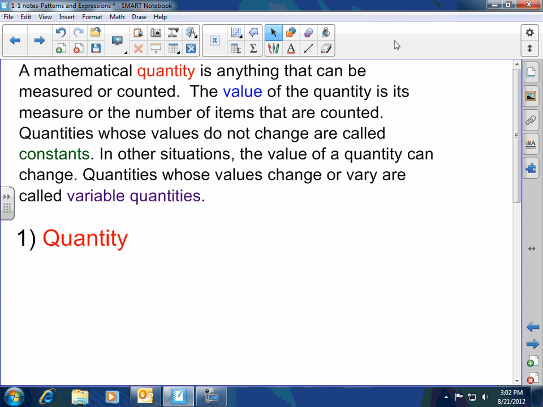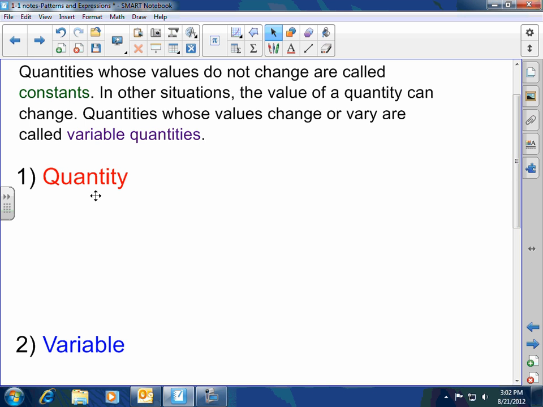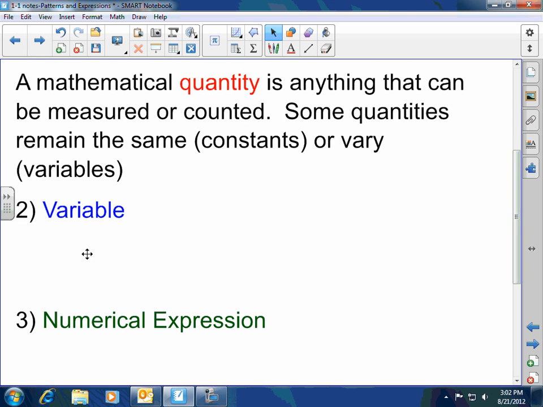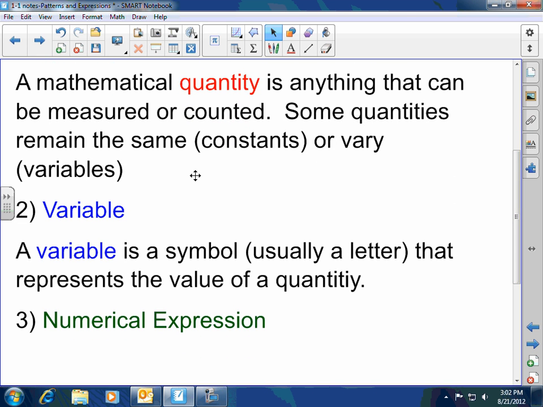In other situations, though, the value of a quantity can change. Quantities whose values change or vary are called variable quantities. Okay? So let's just run through a couple of definitions. A mathematical quantity is anything that can be measured or counted. Some quantities remain the same. These are called constants. Others vary. Those are called variables. A variable is a symbol, usually a letter, that represents the value of a quantity.